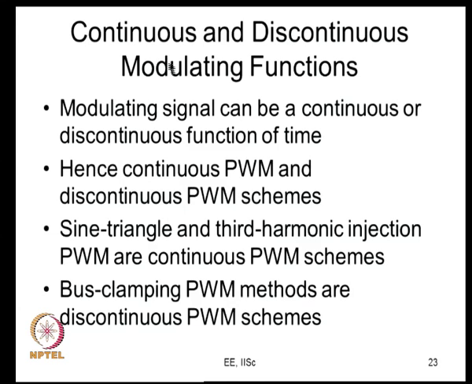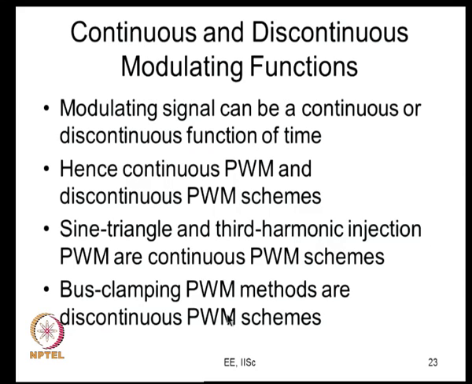So, this is we have seen continuous modulating signals. Similarly, you can have discontinuous modulating signals. There could be discontinuous functions of time, and we call them continuous and discontinuous PWM schemes. What are examples for continuous PWM? Sine triangle, third harmonic injection, conventional space vector PWM, these are all examples of continuous PWM. What are examples for discontinuous PWM? The different kinds of bus clamping PWM methods, which we will anyway quickly look at now.